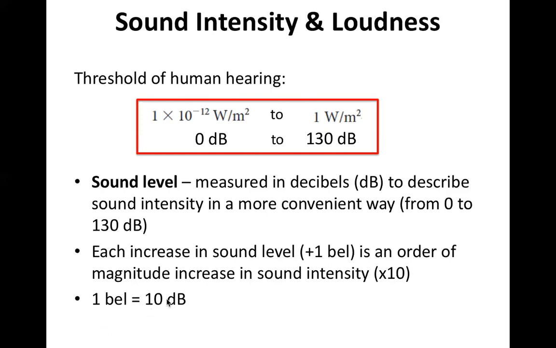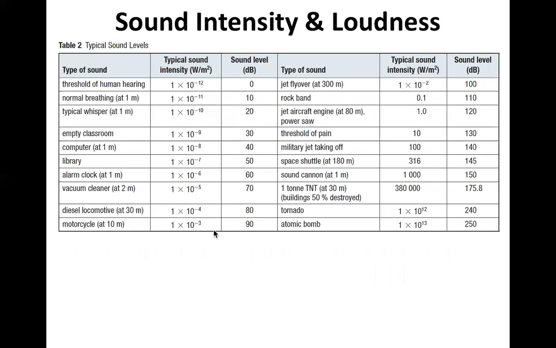So let's explore this order of magnitude increase in sound intensity. In your textbook, you have a long list of different sounds with their sound intensity and loudness level. For example, an alarm clock. You wake up in the morning and your alarm clock is probably about a meter from you. The typical alarm clock is 1 times 10 to the minus 6 watts per meter squared, which is 60 decibels.